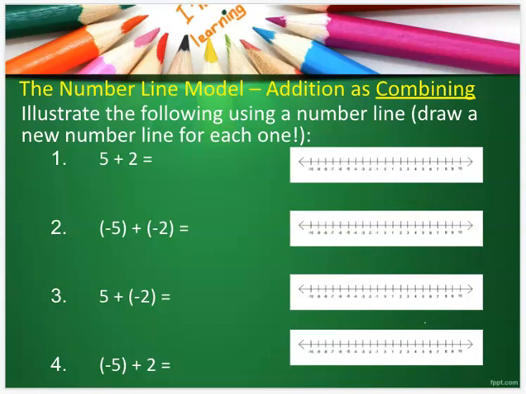So for the first one, you could model, I always start at 0, and then I model my first addend. So I would go from 0 to 5 to show that positive 5. And then since I'm adding 2, I'm going to go to the right 2 more to show 5 plus 2, and I'm going to end up at positive 7. Try those next 3, and then move on and see if you modeled them the same as I did on the next part.